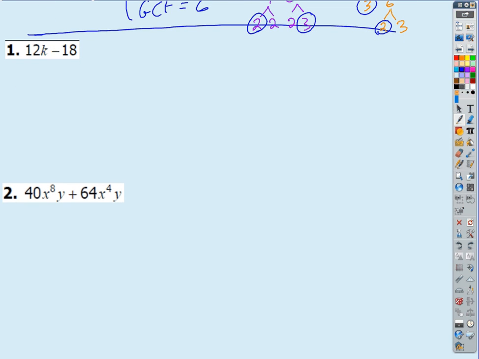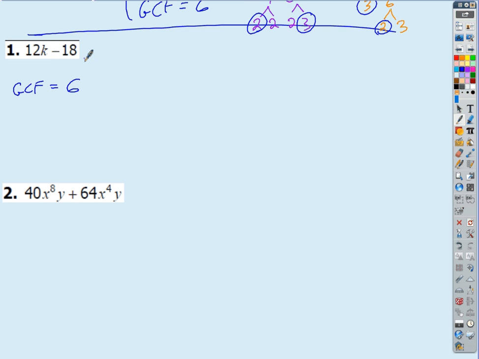So what about 12k and minus 18? So 12k minus 18. What's the biggest thing I could factor out there? Just be 6, wouldn't it? Okay, so my greatest common factor for this one is just 6. How come no k? How come I can't factor out a k? Doesn't have any k's, right?